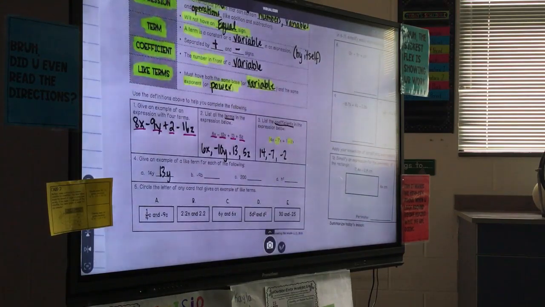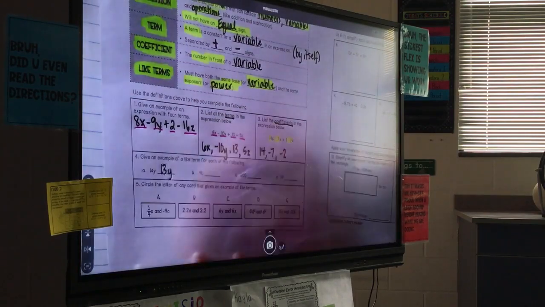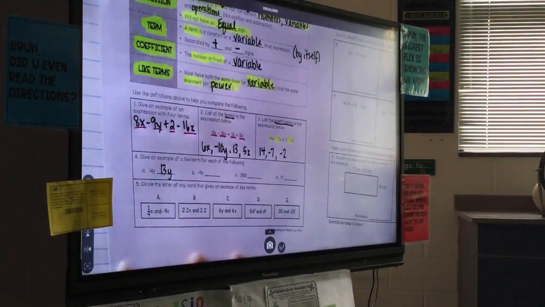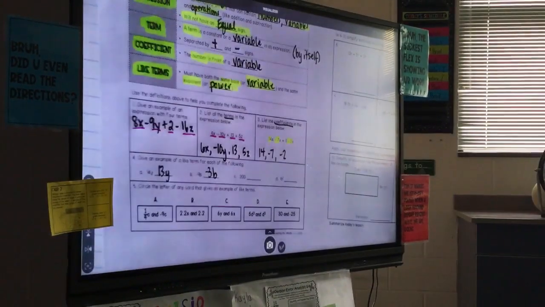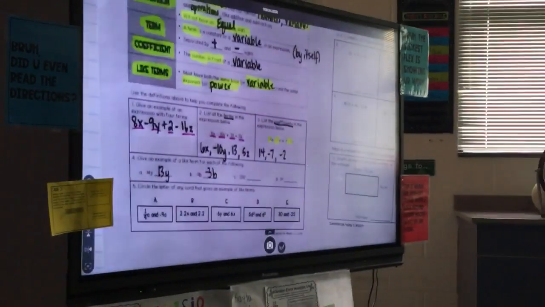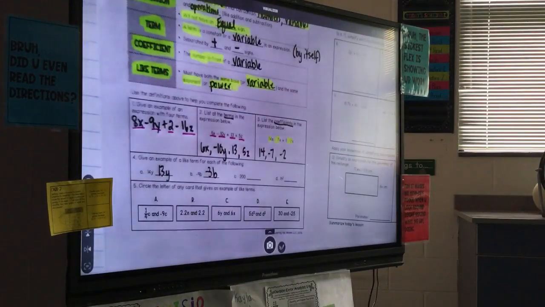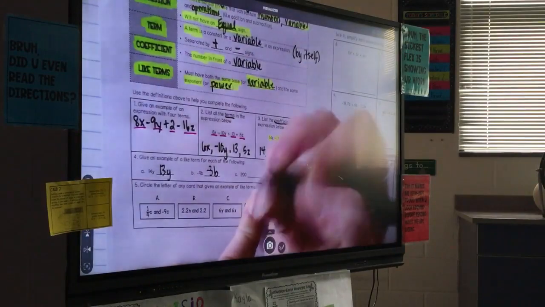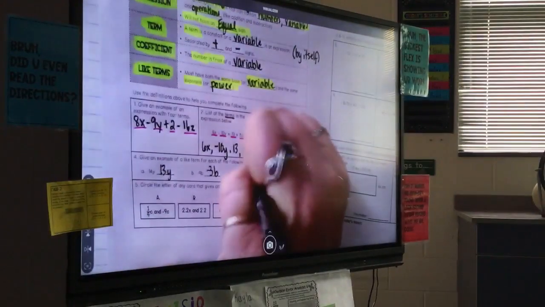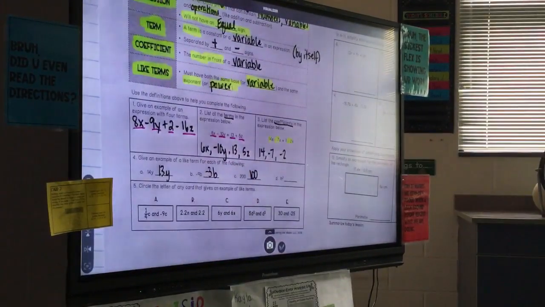All right. So I gave you an example for the first one. So someone give me their example for the second one. Callie. 7y for the second one. Now, could this one have been a positive number? Yes, this one could have been a positive number, but what had to be the same? The variable. All right, the next one, 200. All right, Jeffrey. 100. So really, it can be any number, right? Positive or negative, it can be any number.